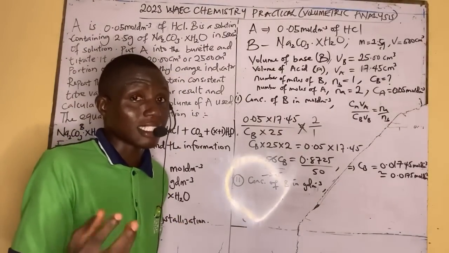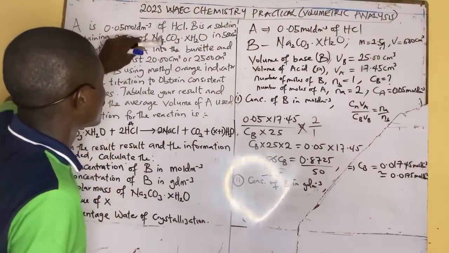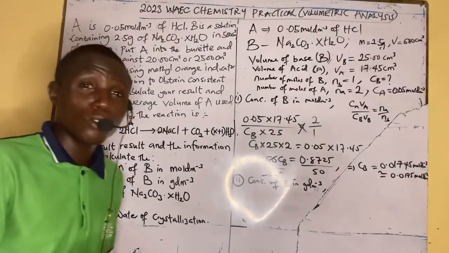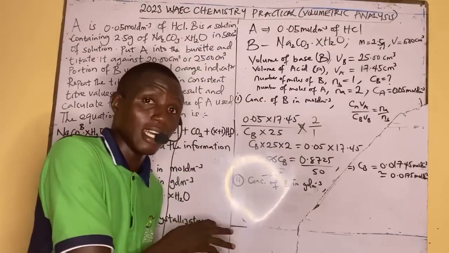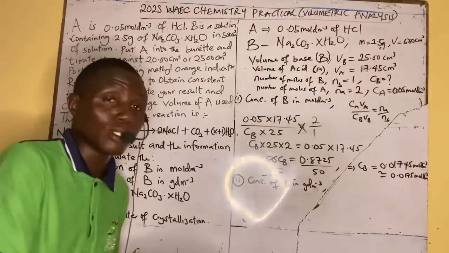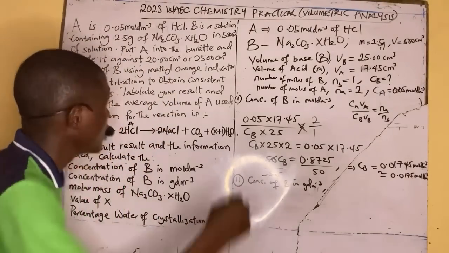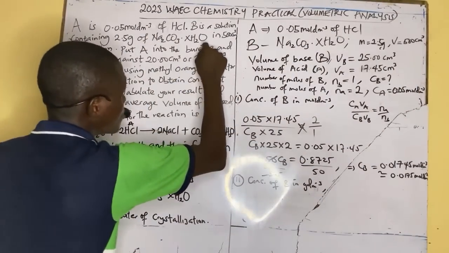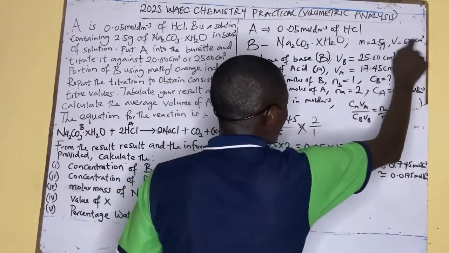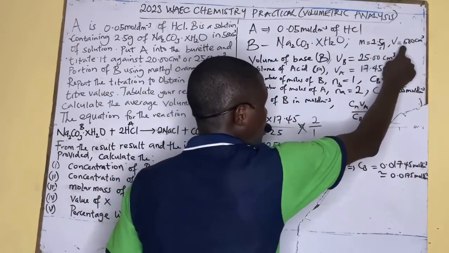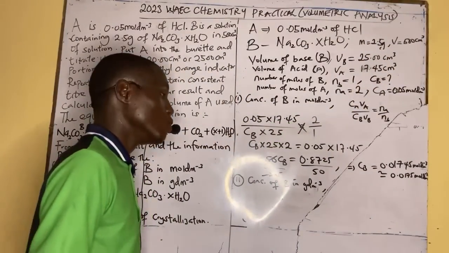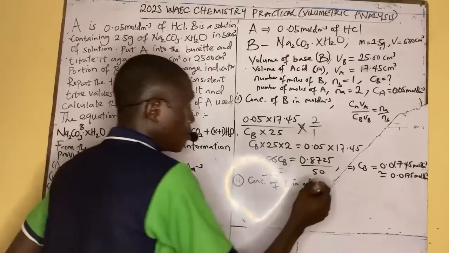But don't forget, B has no molar mass yet, because there is an X value here. So we cannot use mass concentration equal to molar mass times molar concentration. We are going to go with mass over volume, because the mass has been given and the volume has been given. That's why I write it here. The mass is 2.5 gram and the volume is 500 centimeter cube.